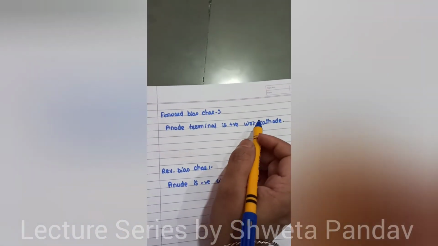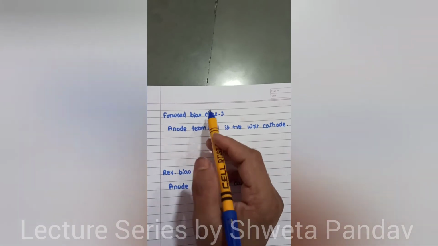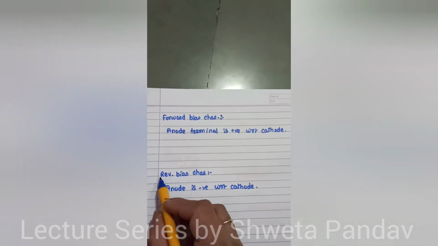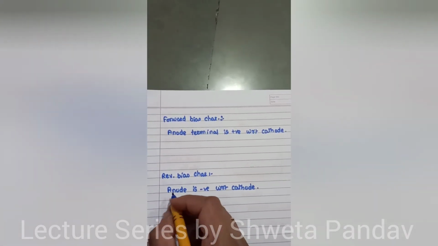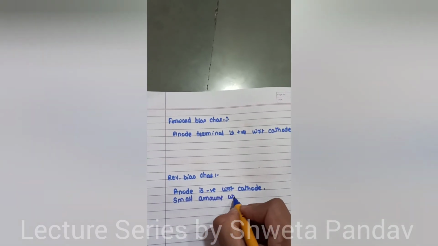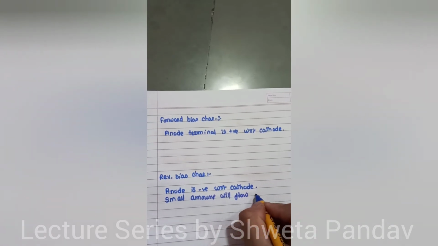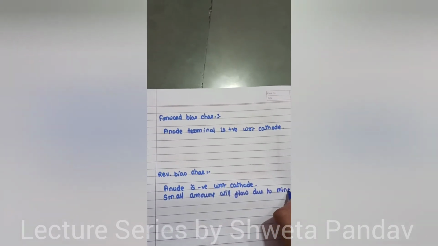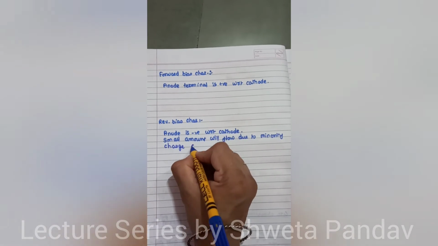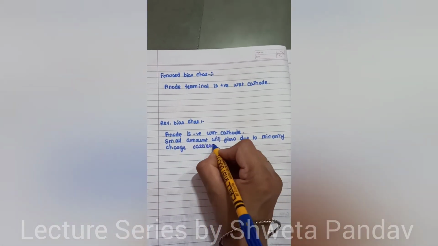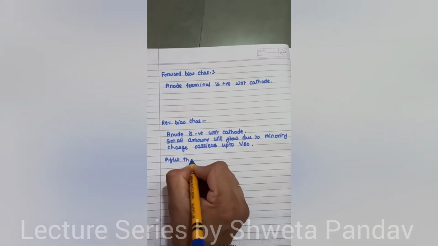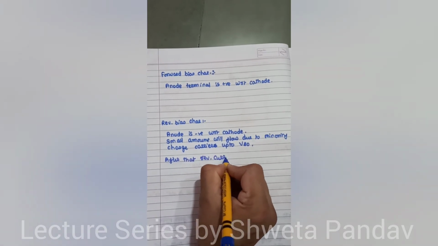In the forward characteristic, the anode is positive with respect to the cathode. In reverse biasing, the anode is negative with respect to the cathode. First we saw the reverse bias characteristic. In reverse bias, a small amount of current will flow due to minority charge carriers up to the reverse breakover voltage, and after that the reverse current increases sharply.